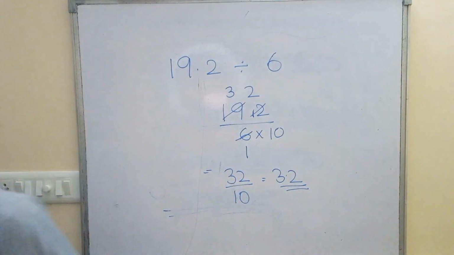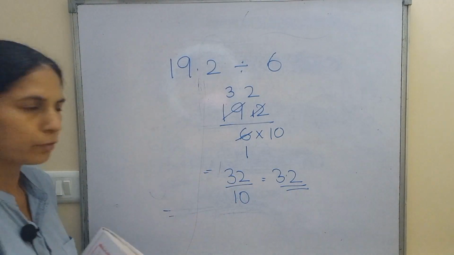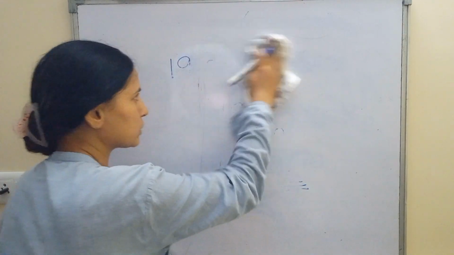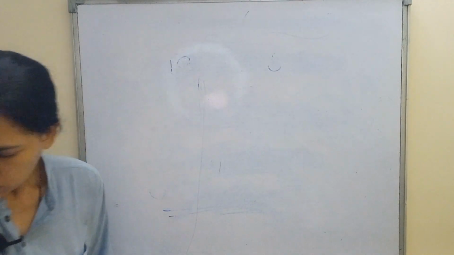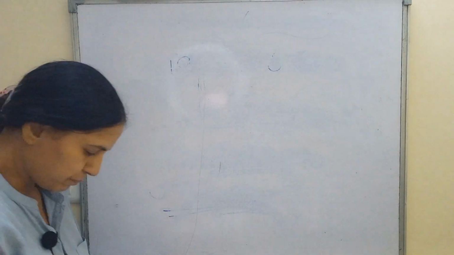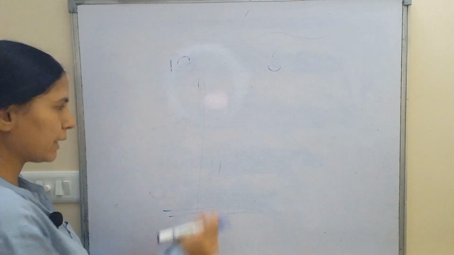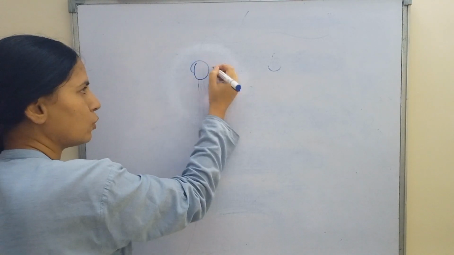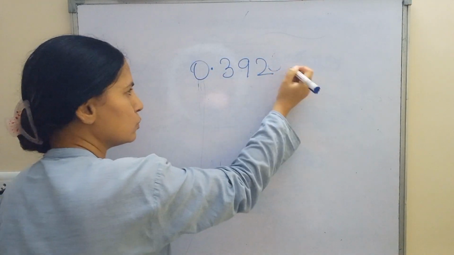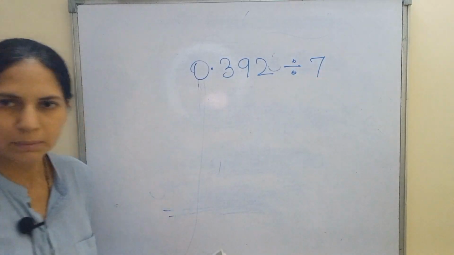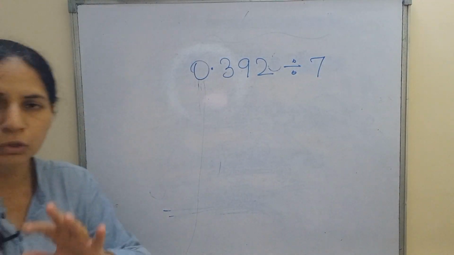I hope this much is easy. Or are you finding it difficult? I'll give you one more sum. The next sum is to divide 0.392 by 7. Okay, now look here, my children.